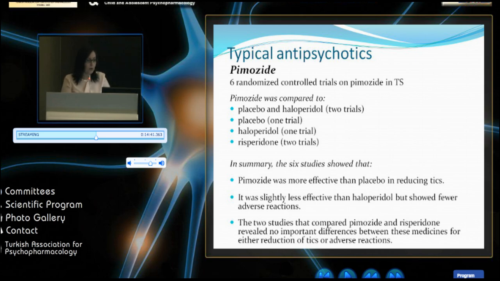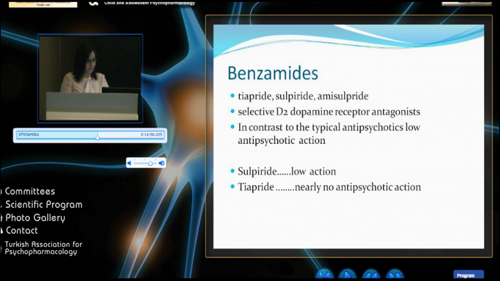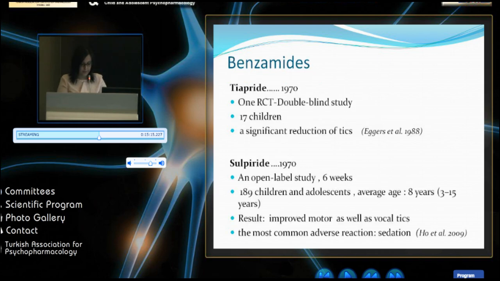In summary, we see that pimozide was more effective than placebo. It was slightly less effective than haloperidol, but showed fewer adverse reactions. And when we compare it with risperidone, we do not see a very significant difference in terms of reduction and in terms of management. When we look at the benzamides, they are selective D2 dopamine receptor antagonists, and they are a bit different from antipsychotics, because in contrast to the typical antipsychotics, they have low antipsychotic action.